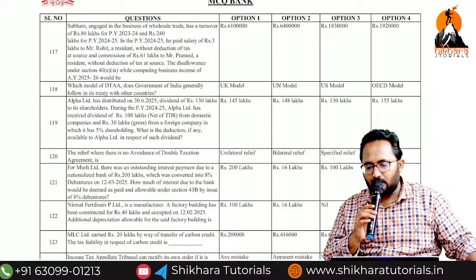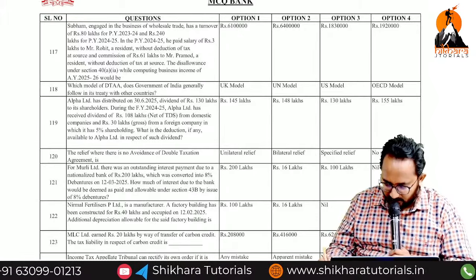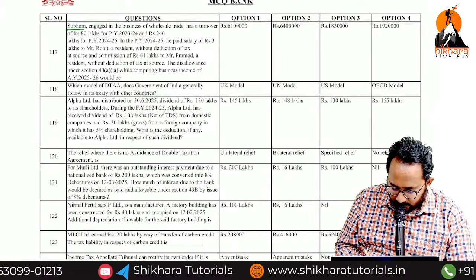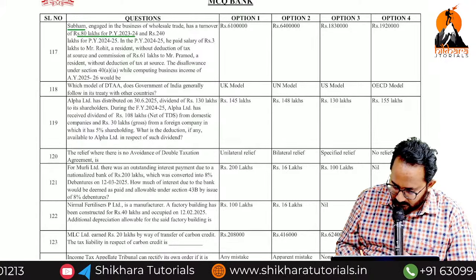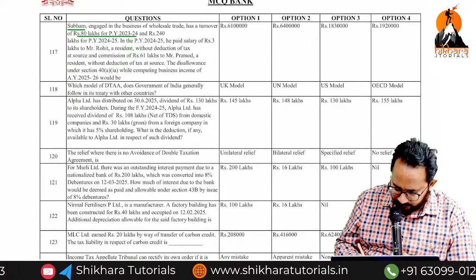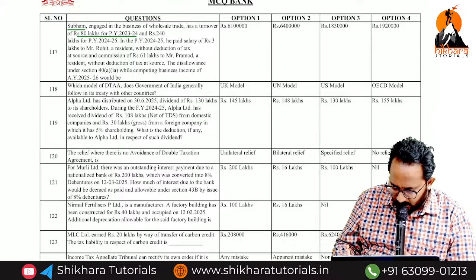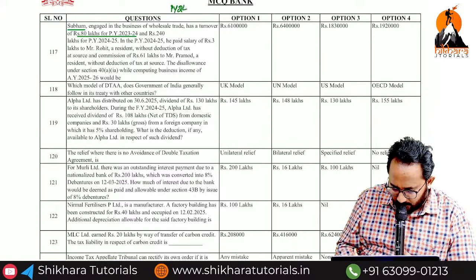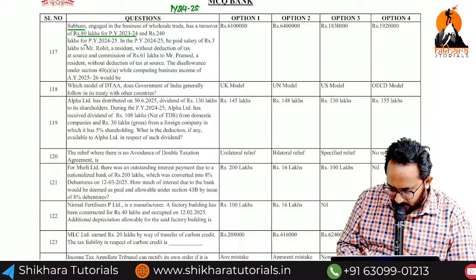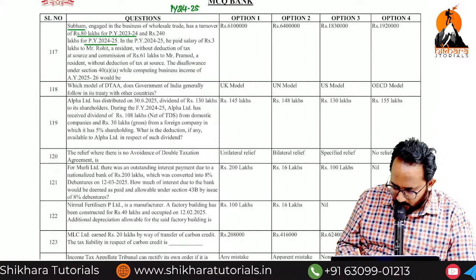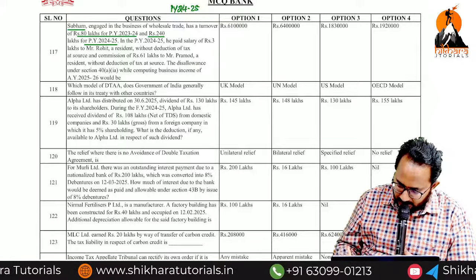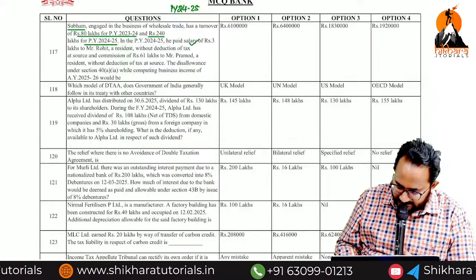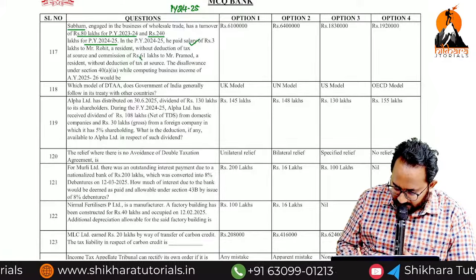Next, question number 117. In this also many students are making the mistake. Please remember, Subhaman's last year turnover is 80 lakh. Sorry, before that year, last year only. We are in the previous year 24-25. Last year turnover is below what? 1 crore. Now Subhaman paid 3 lakh salary and 61 lakh commission.